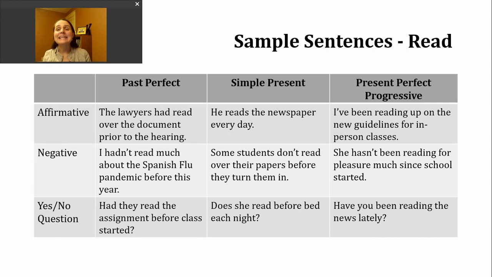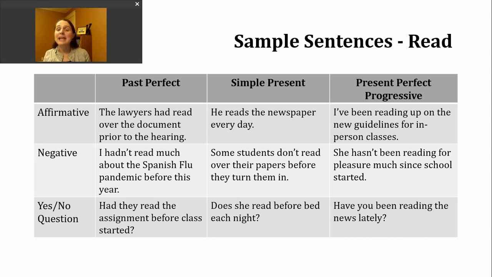If I want to make negative present perfect progressive, I need to insert not after has or have. Many times you'll hear native speakers use the contraction form, haven't or hasn't. Here's an example sentence. She hasn't been reading for pleasure much since school started.